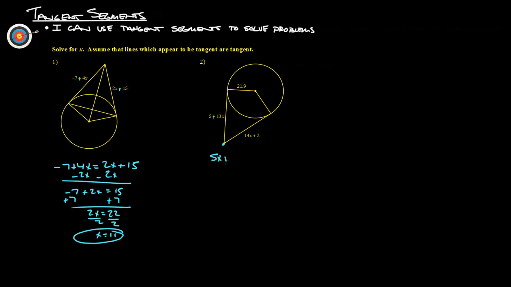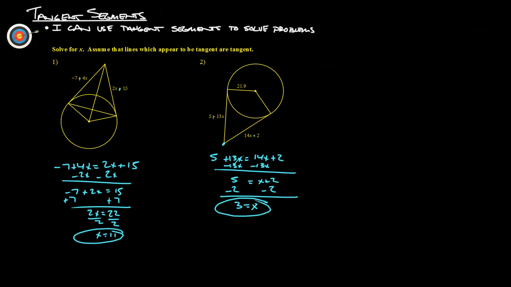So we know that 5 plus 13x is going to equal 14x plus 2. So let's subtract 13x from both sides. That's not supposed to be 5x, but just plain old 5. So 5 plus 13x equals 14x plus 2, so that's going to be 5 over here because that's gone, equals x plus 2. Subtract 2 from both sides, and we get 3 equals x on that one as well.